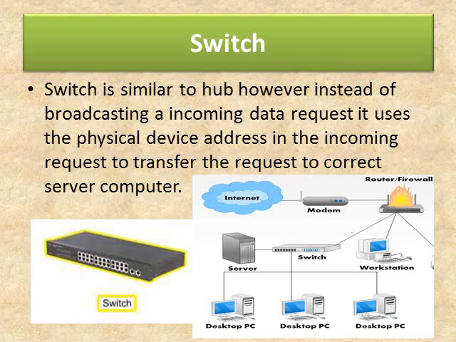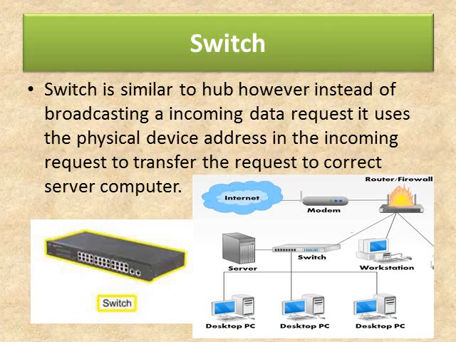Now we will learn about the switch. A switch is not the one we see on the walls to switch on the fans and lights. It is very much similar to a hub, but the request is not broadcasted. A hub will just broadcast or redirect the incoming packets from one port to another port. But a switch is more expensive and intelligent than that. It uses the physical device address in the incoming request to transfer the request to the correct server or correct client on the computer network.